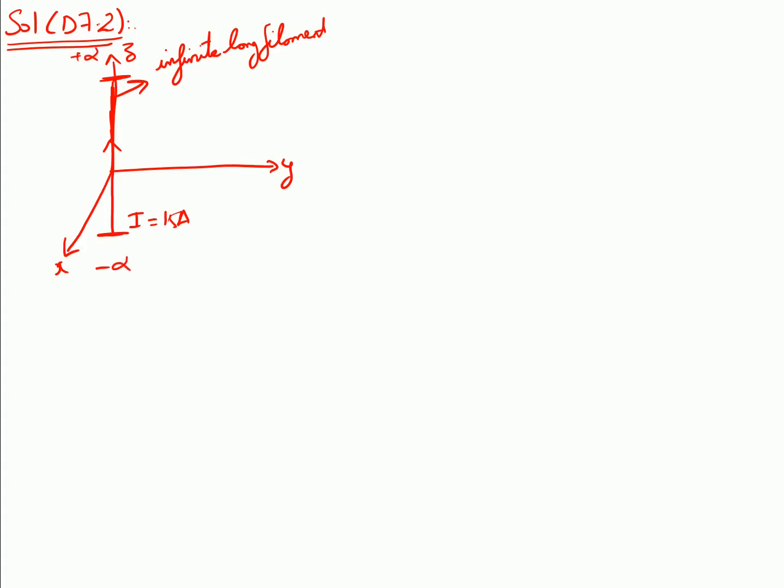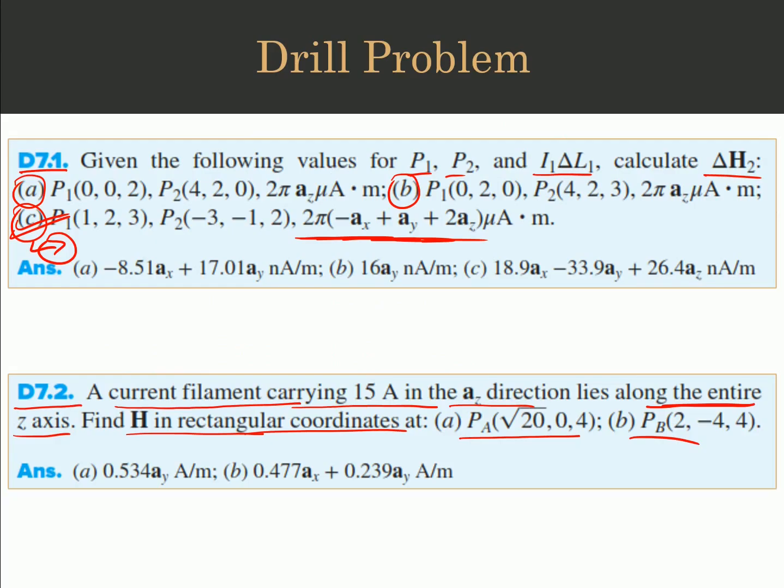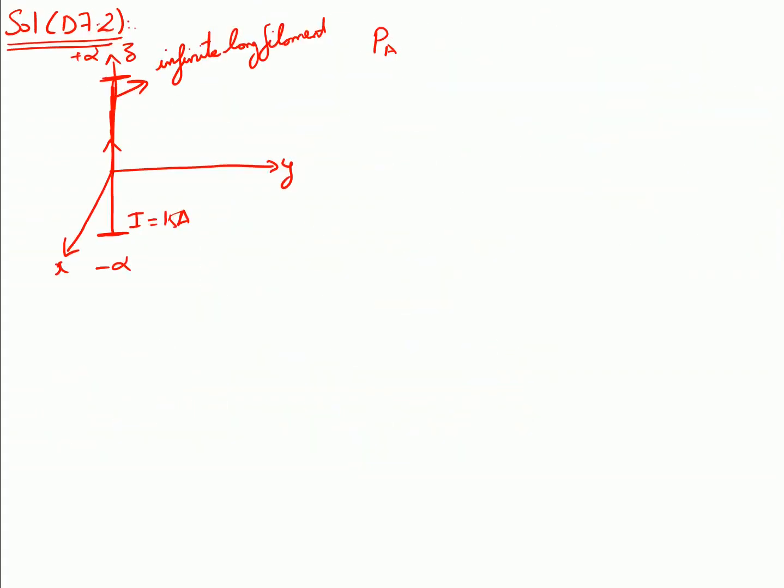And what else do we have? We want to locate the points, so the point A and B. Okay, so for point 1 or point A, this point is lying at root 20, 0, 4. So this is root 20, 0 and 4. So this means z is at 4.